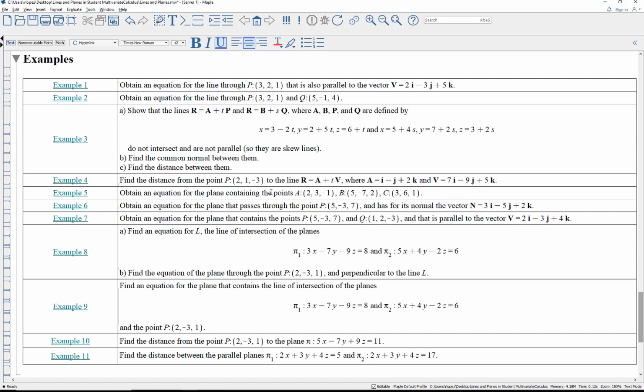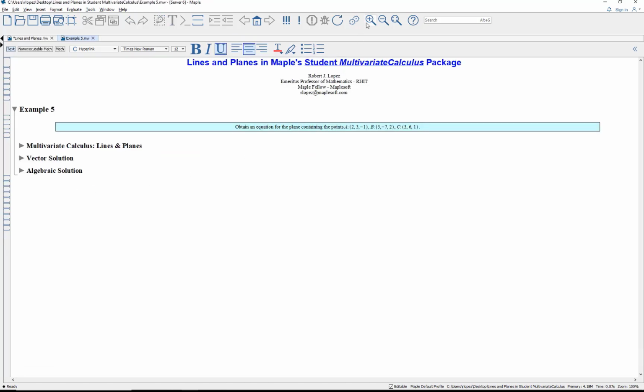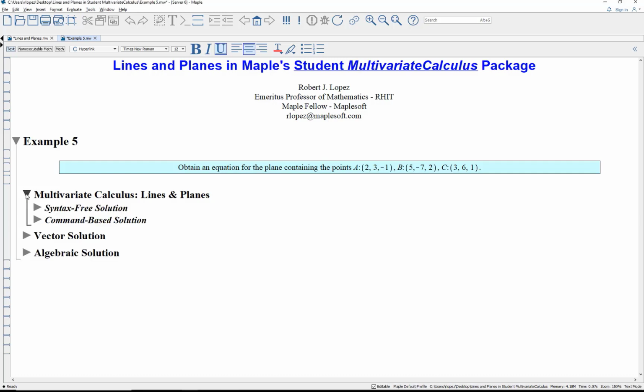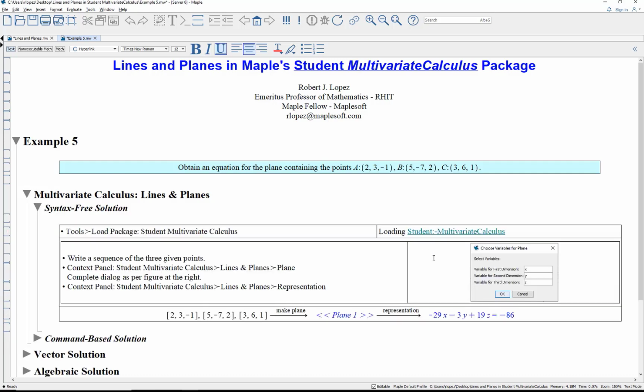Equation for the plane containing 3 points. So we'll go over here to where we can work on the problem. Here are 3 points. You want the equation of the plane containing those 3 points. The syntax-free solution would go as follows. You would install the Student Multivariate Calculus package. Write the 3 points in a sequence. Points are lists, square brackets.